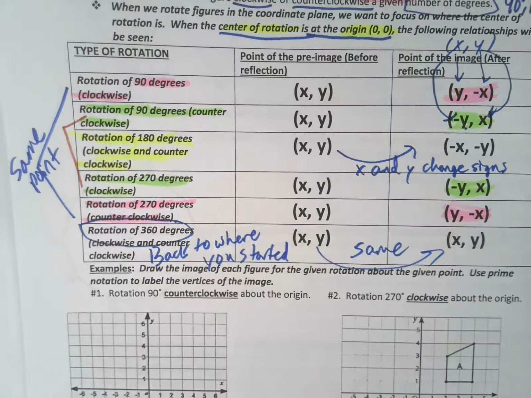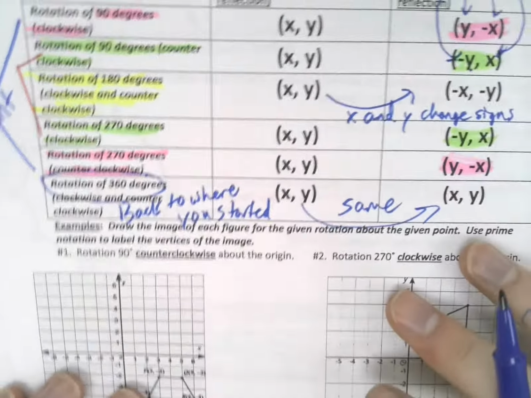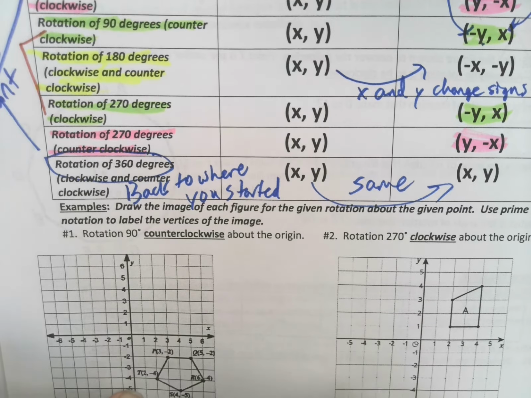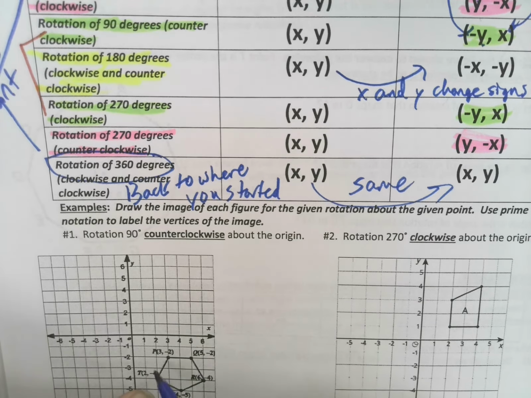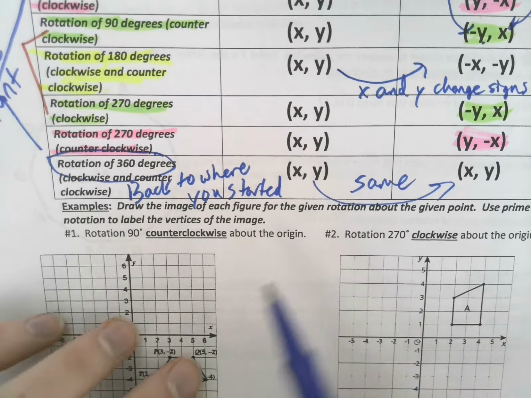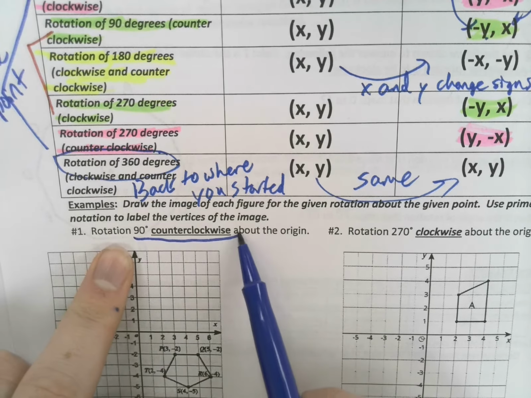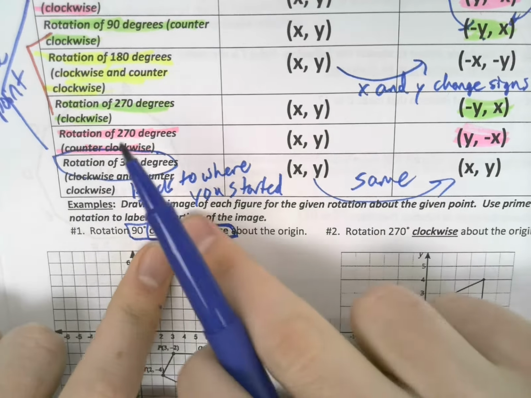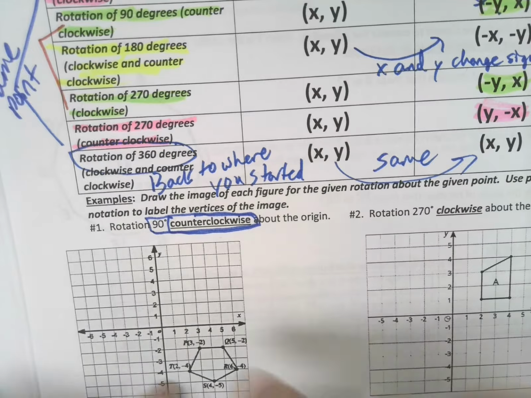So let me show you guys the best way to probably do this here, in my opinion. So check this out. We got looks like a five-sided shape here. You may call that a pentagon. We want to rotate 90 degrees, and here's the key, counterclockwise. 90 degrees counterclockwise. So big thing.